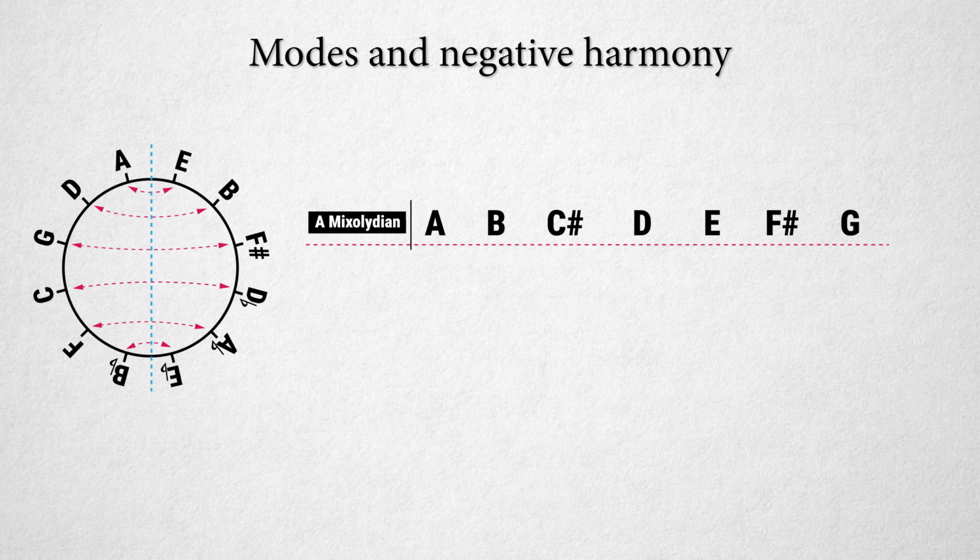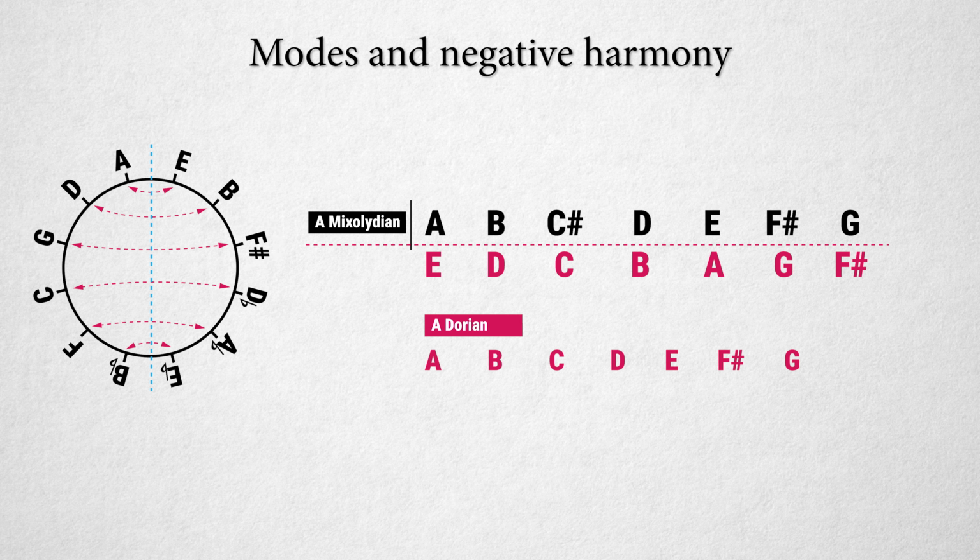The Mixolydian scale is a major scale with a minor 7th degree. When we subject this scale to negative harmony, then we'll see that A becomes E, B becomes D, C sharp becomes C, D becomes B, E becomes A, F sharp becomes G, and G becomes F sharp. The resulting scale is a Dorian scale, so Mixolydian is transformed to Dorian with negative harmony, and of course the other way around. We have one scale left, and that's the Locrian scale.